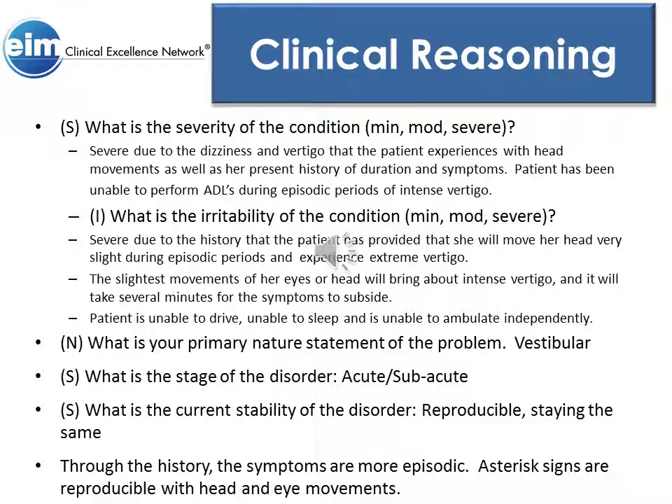Okay, so with the SINs, we have the severity. I would say she's at a moderate level because she's having severe vertigo, and she experiences this vertigo pretty much right away with any kind of head movement, eye movement, and she's been unable to perform her activities of daily living during these episodic periods of intense vertigo. Irritability is severe as well, due to the nature of any head movements. Any kind of slight eye movements will cause that extreme vertigo also. And she's been unable to drive, unable to sleep, and unable to ambulate independently.